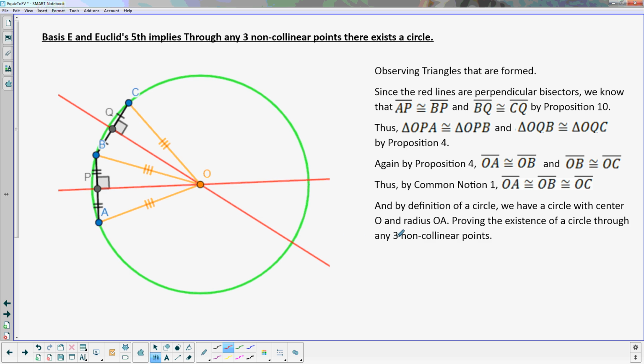So by the definition of a circle with those three segments congruent, I now have a circle that's centered at point O with a radius of OA, or OB, or OC. That selection isn't important at all, as they're all congruent. So there we have a circle through those points with the center at the intersection of the perpendicular bisectors.